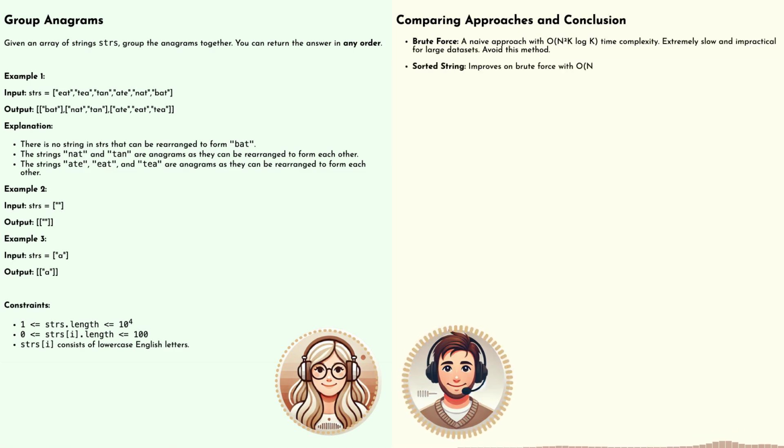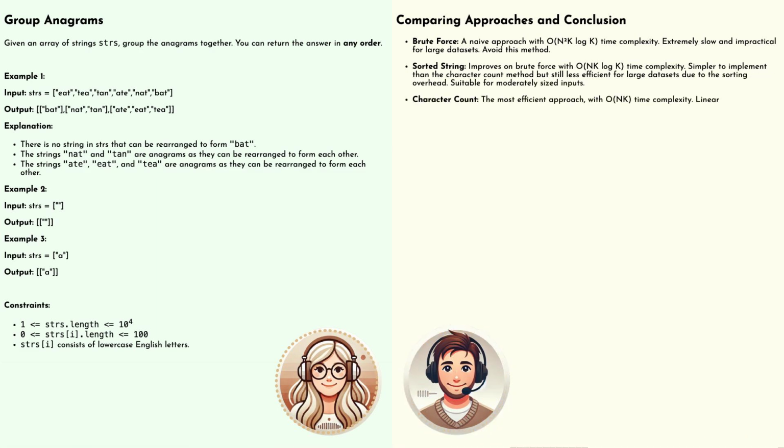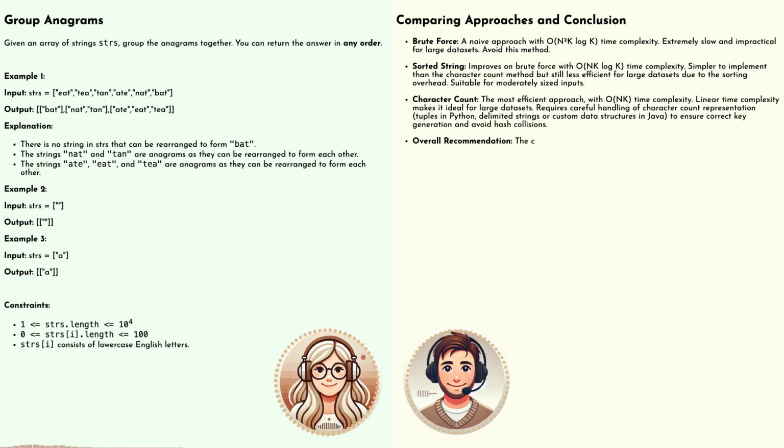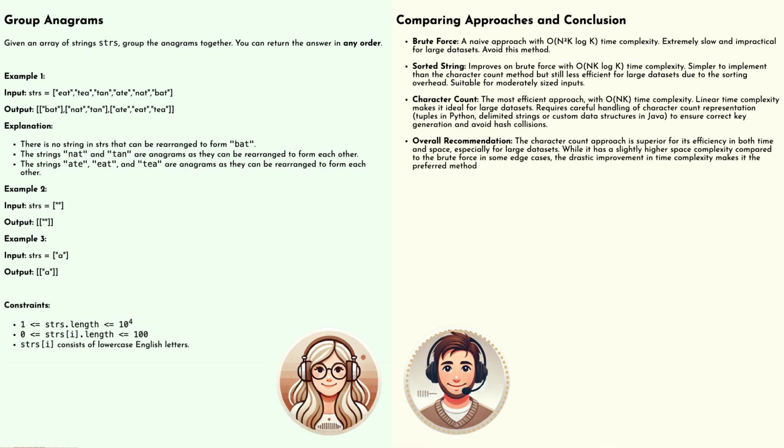It seems a bit arbitrary that we're using arrays with 26 elements. I mean, couldn't we use a different data structure to store those character counts? Maybe something smaller or more tailored to the specific words we're dealing with. That's a fantastic question, and it shows you're thinking critically about optimization. You're right, we could potentially explore different data structures or representations.